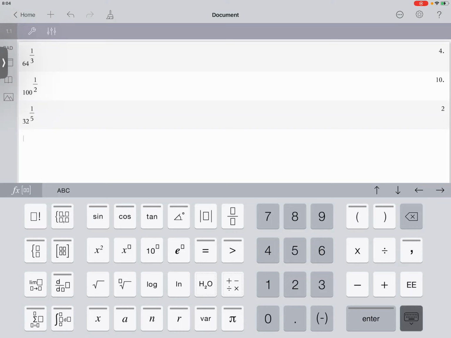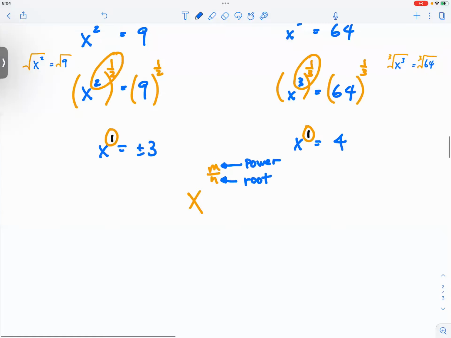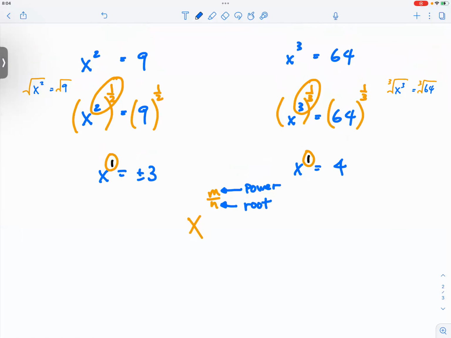So it is new. By no means am I asking you to find it easy. It took me a long time to get more comfortable, but what I want you to see here is that it is something new, and it is okay, it takes some time to get used to. So again, 1/3 power is simply a cube root.